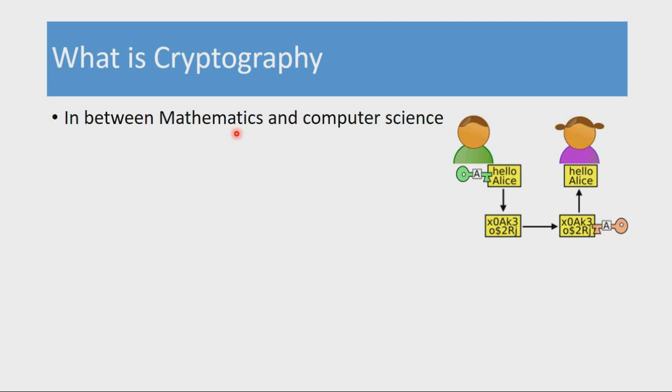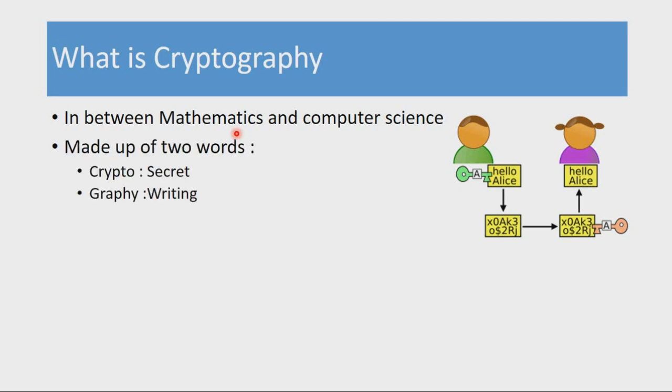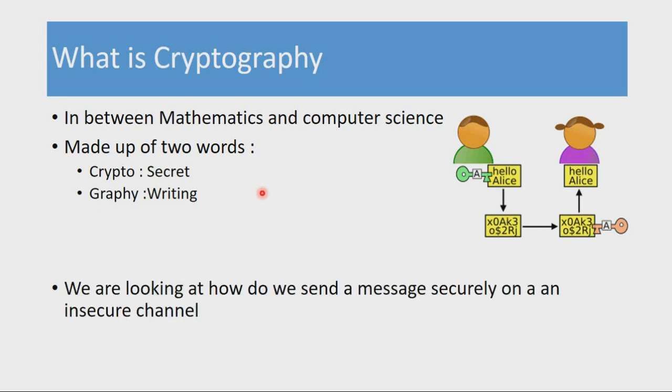Another part is computer science, and computer science is simply the implementation of those crypto systems. In modern day society, cryptography is used in applications and computer networks, so that's where the computer science part comes in. Now, cryptography is basically made up of two words. The first word is crypto, which means secret, and the last word is graphy, which means writing. Collectively, it's secret writing, and when we're looking at cryptography, we're just looking at how we can send a message securely on an insecure channel.